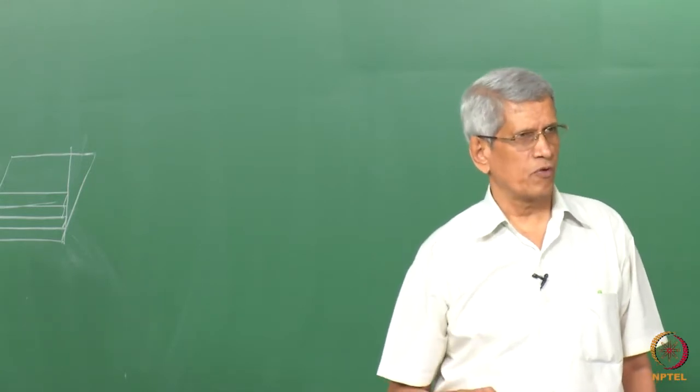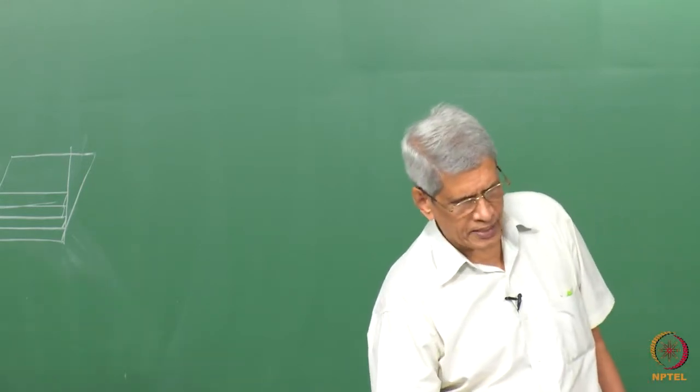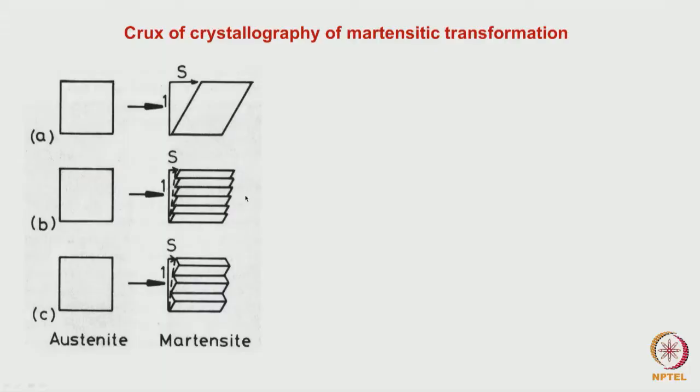Both types of transformations have been observed. Generally these types, we call lath martensite morphology. These are called plate martensite or twinned martensite.